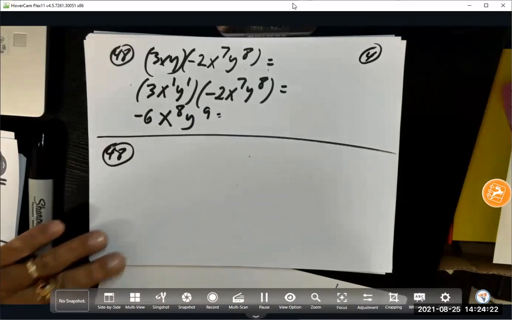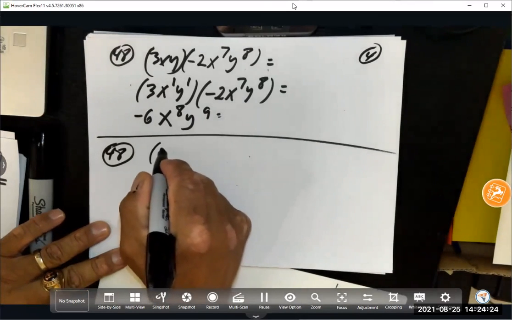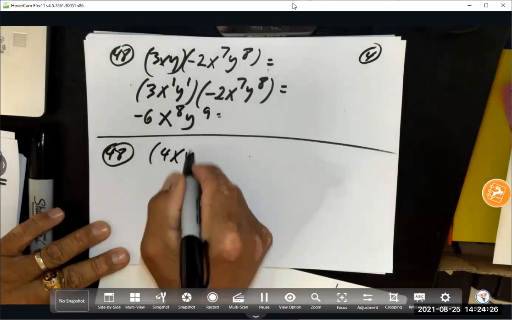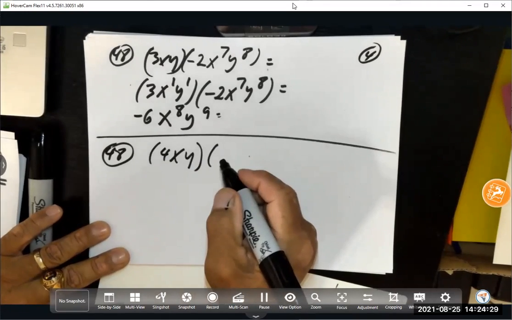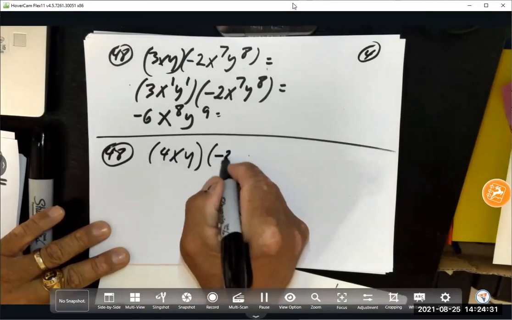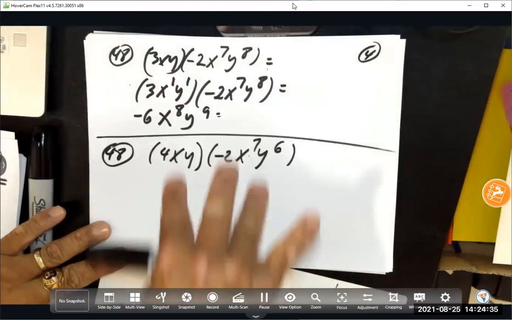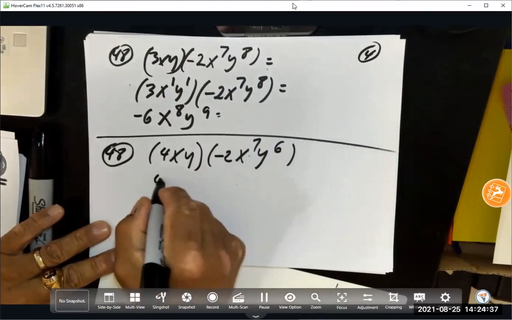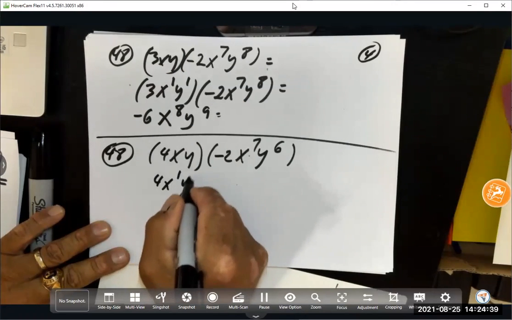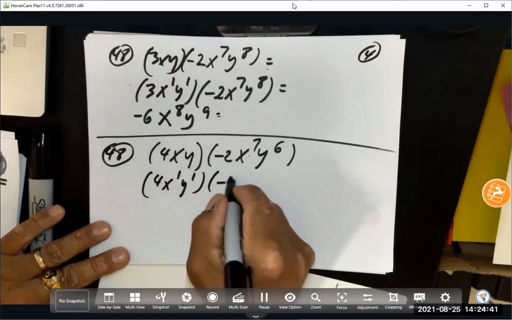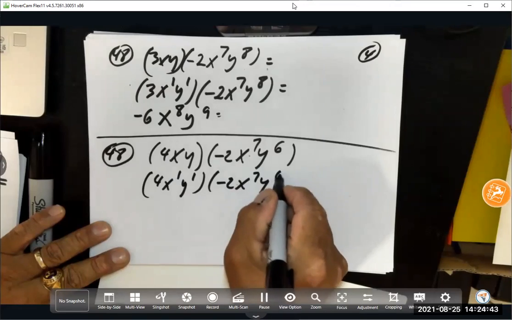All right, let me do it again. How about this? How about 4xy times, let's see, negative 2x^7y^6. Okay, that looks pretty close. All I'm going to do is change these right here, and then from there, we'll get it from there, okay?